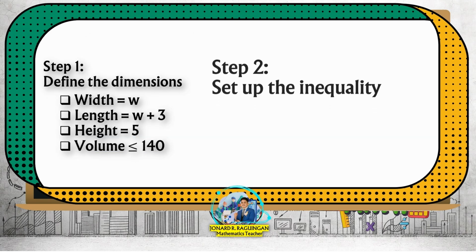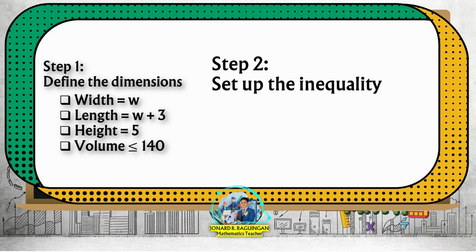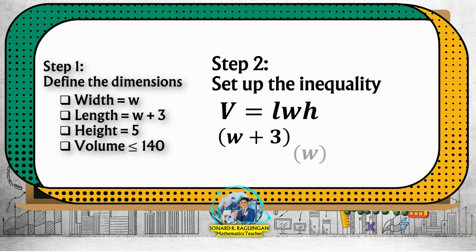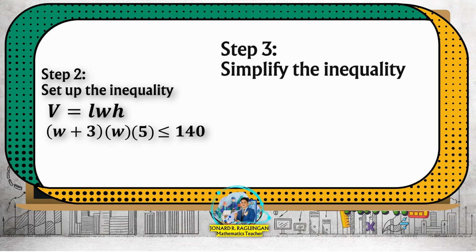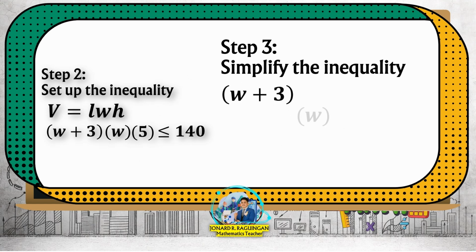Step 2. Set up the inequality. The volume of the box is found by multiplying the width, length, and height together. Then, substitute the values of the length, width, height, and volume into the formula. The length is W plus 3 and the width is W, the height is 5 and the volume is at most 140.